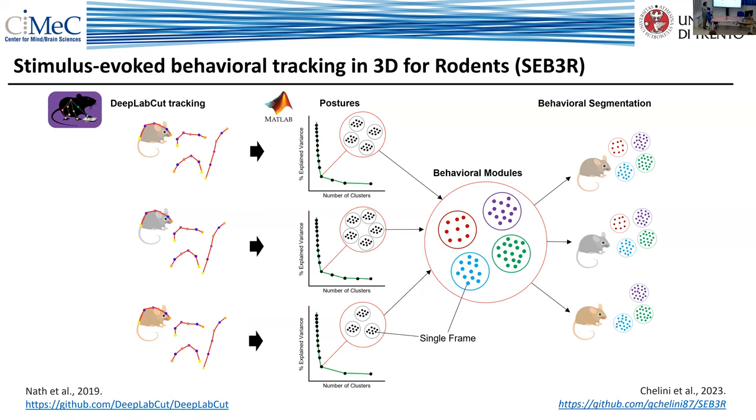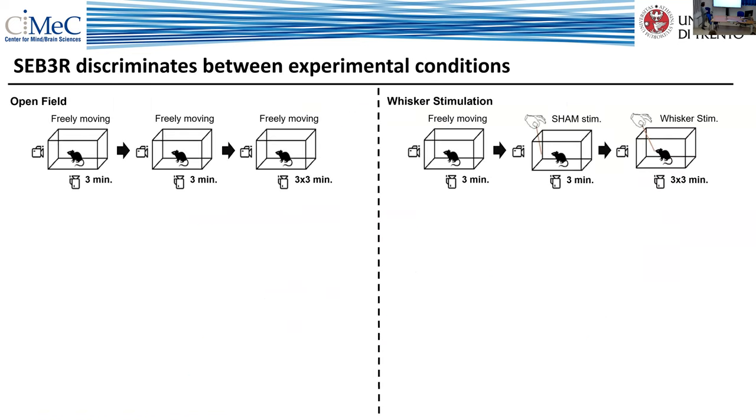The advantage of having a single frame is that you can choose the frame rate of your acquisition and decide how much you are sampling of the ongoing behavior. And this can go on for minutes, hours, however long you want. The main point was to validate the method before releasing it online.